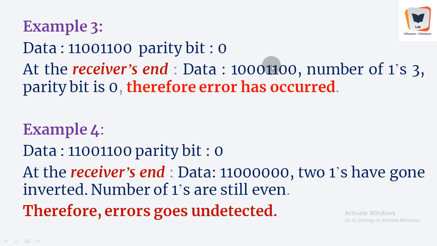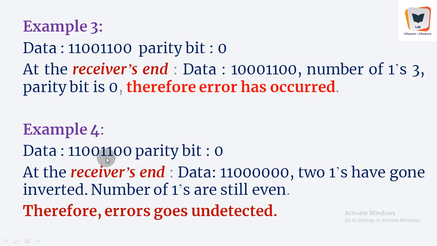Therefore now what the receiver receives is a bit stream something like this with only 3 ones, but the parity bit is mentioned to be 0, therefore the receiver will be able to understand that error has occurred.